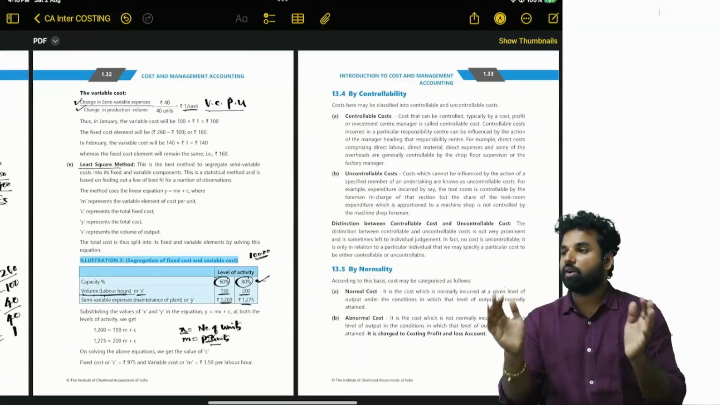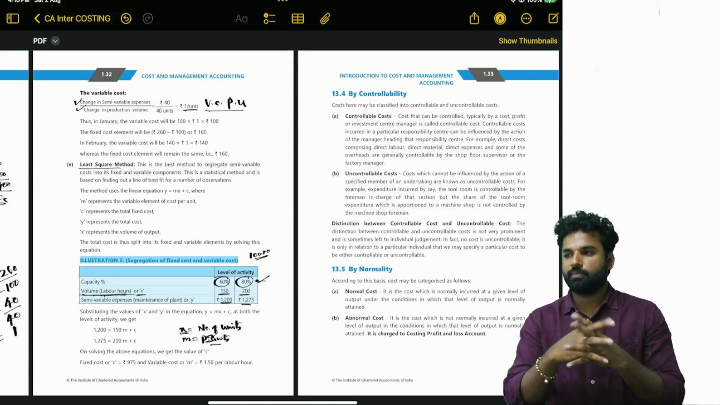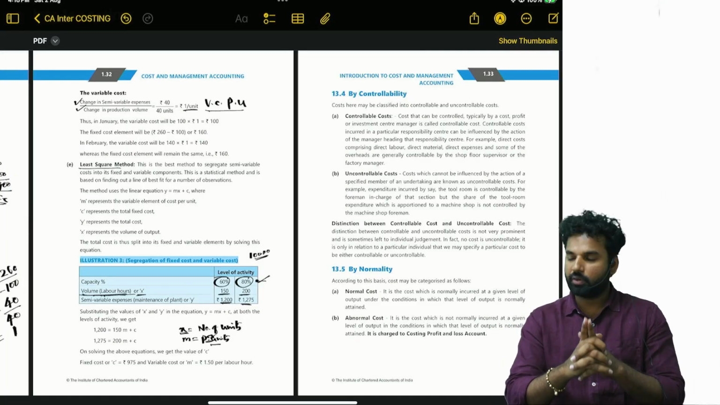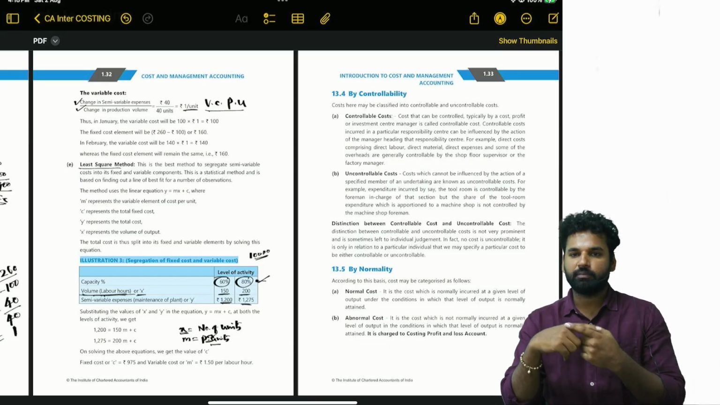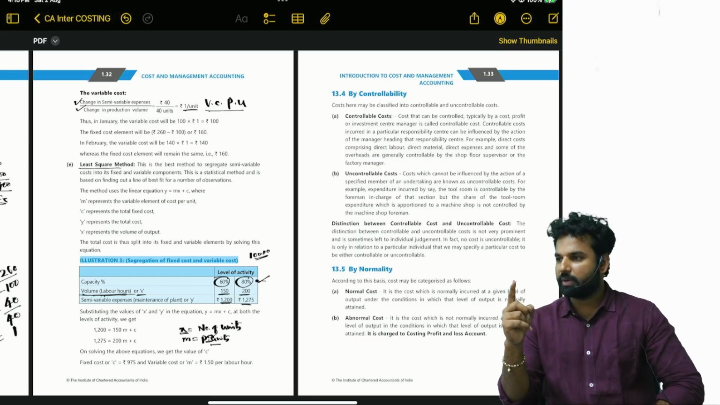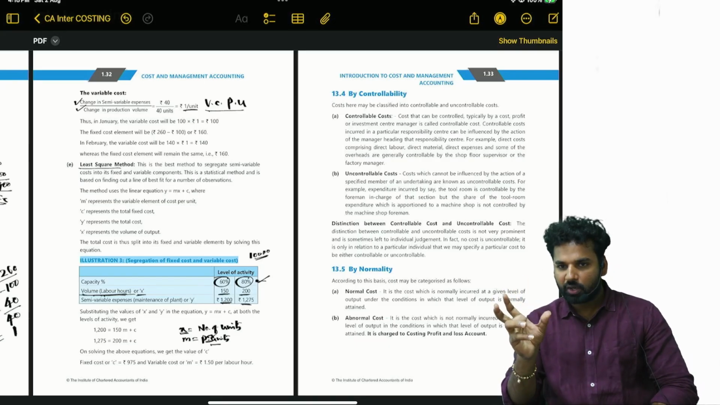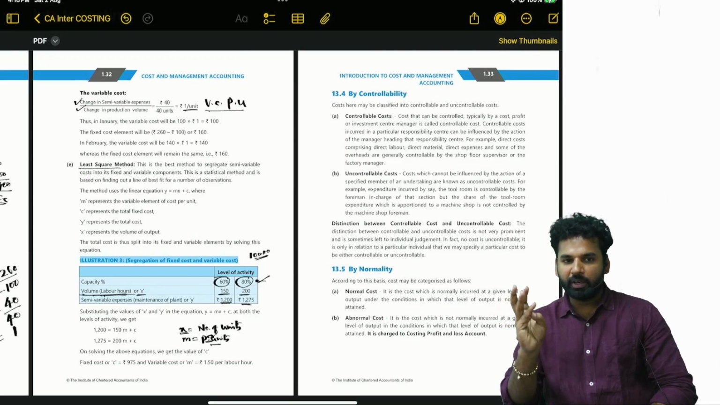Now we are in the concept of classification of cost. Classification of cost by nature or element. What are the costs there? Material, labor, and expenses. Indirect material, indirect labor and indirect expenses will be called overheads. Overheads will be subdivided further.